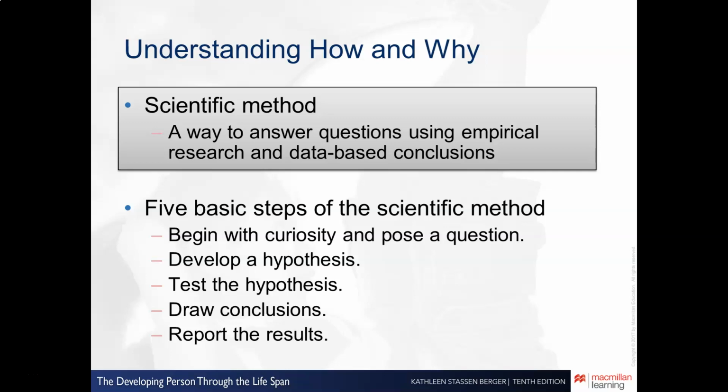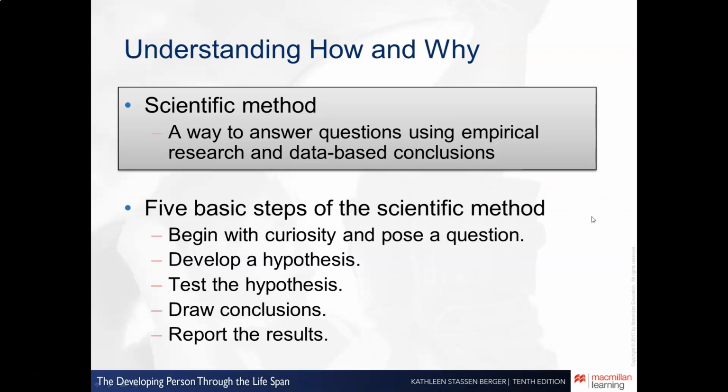Now, in the process of understanding how and why people change throughout time, they use the scientific method. And the scientific method, in a brief synopsis, is a way to answer questions using empirical research and data-based conclusions. So I just want to point out a couple of things here. On this word right here, empirical, that means evidence-based through direct observation and testing and coming up with data. And so that usually qualifies as what we call evidence.